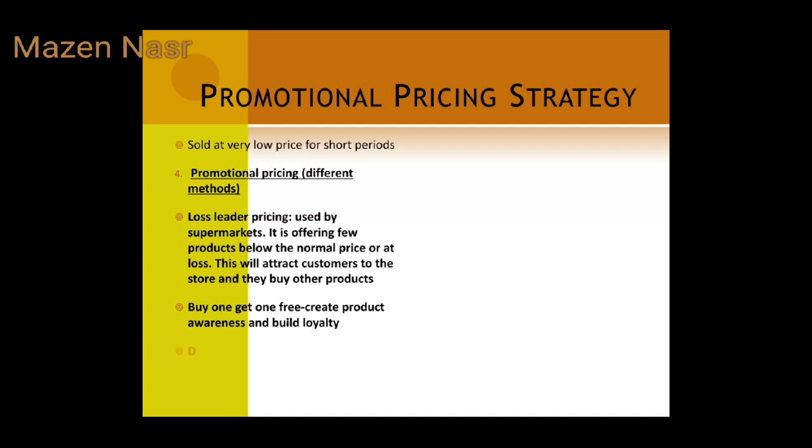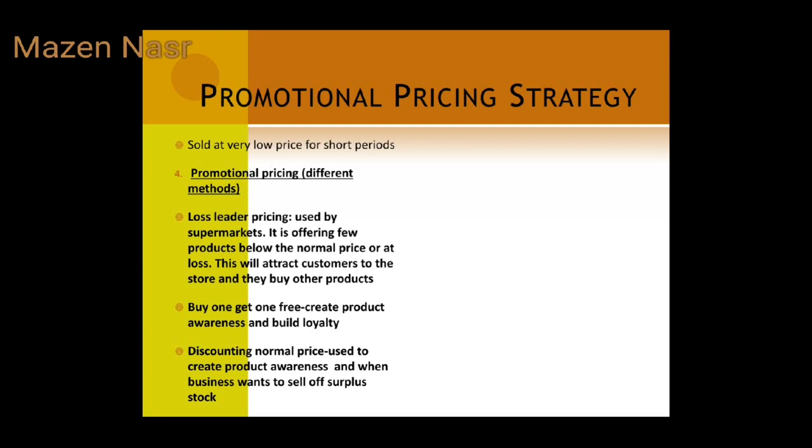So here we can talk about different situations. Sometimes you go to a supermarket and you see some products are sold at a very low price. The target is to attract you as a customer to buy other products. Sometimes they do buy one get one free methods, and this method is also used by businesses for a short period of time just to build loyalty. Sometimes you see discounts on products. Also, this is called promotional pricing.